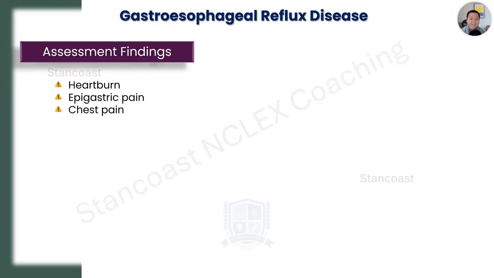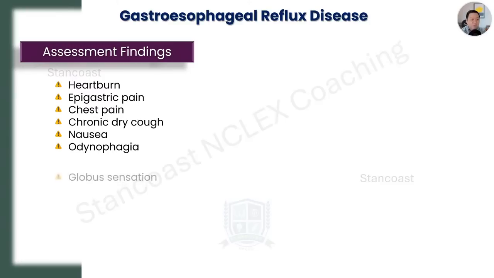and this can occur due to the acid irritating the esophagus. We also have chronic dry cough because the acid reflux can irritate the throat, leading to a persistent coughing. There's also nausea and also odynophagia. This is going to be the painful swallowing. And this might indicate esophageal damage, or let's say stricture. There's also the globus sensation, that sensation that there is something stuck in your throat, and there's also hypersalivation.